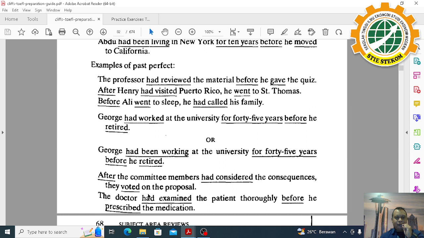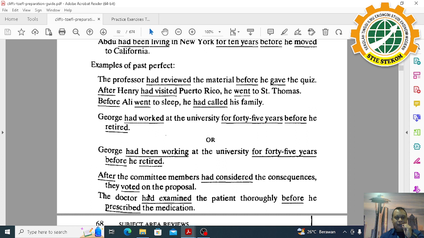After the committee members had considered the consequences, they voted on the proposal. Okay, after the committee members had considered the consequences, they voted on the proposal. Ada bentuk ing-nya enggak? Enggak ada. Member had considered. The doctor had examined the patient thoroughly before he prescribed the medication. Okay, jadi ini sama ya bentuknya.